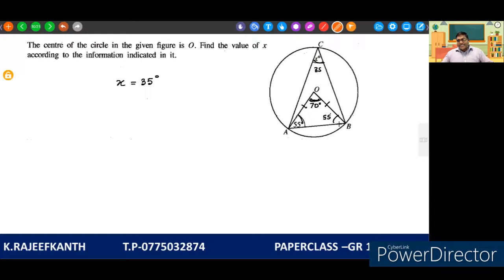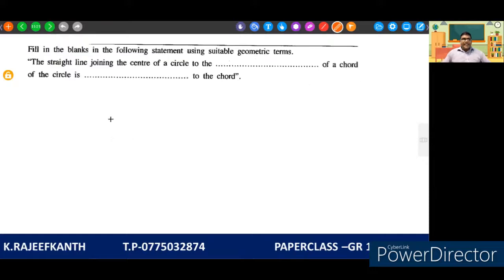Because the angle subtended by an arc at the center of the circle is double the angle subtended by the same arc at the remaining circumference of the circle. So X is equal to 35 degrees. Then next one.